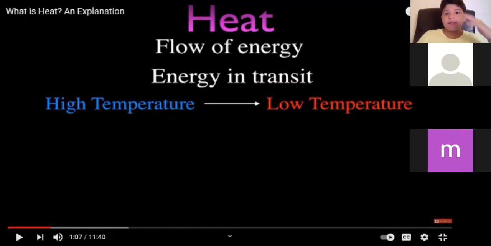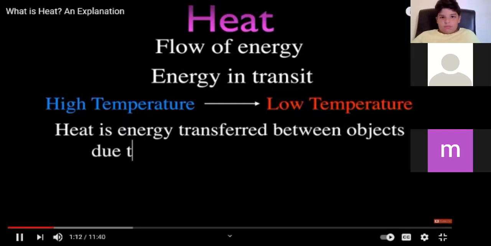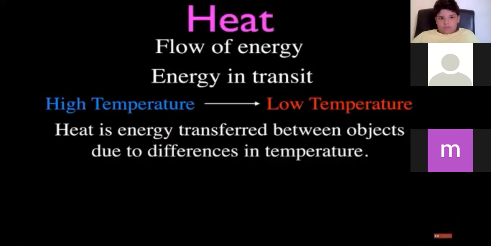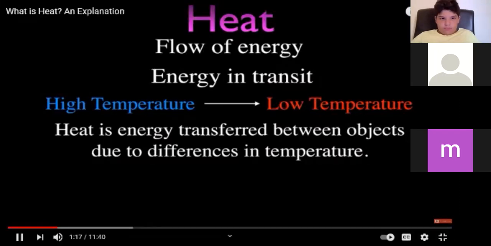When I touch it, it became low temperature. That's why the video said here from high temperature, the blue one, to low temperature, the red one. Thank you. Okay, so that is the direction that heat is going. So we have a nice little definition we can use for heat. Heat is the energy transferred between objects due to differences in temperature. So heat will only flow between two objects if they have a different temperature.